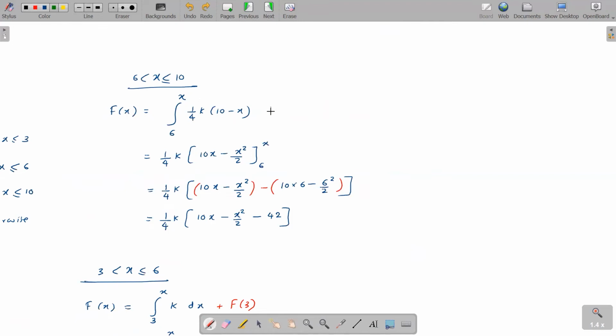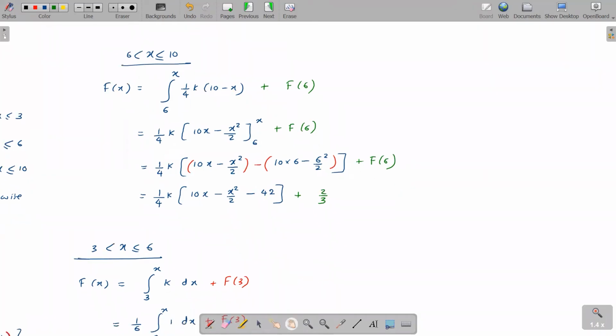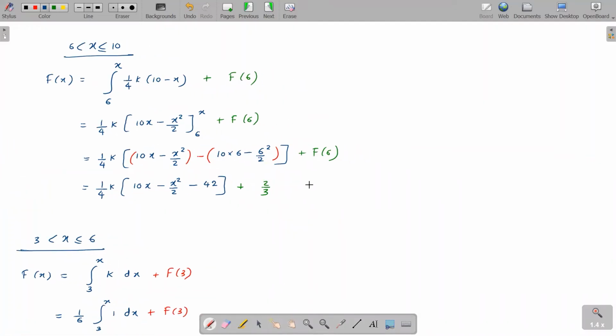So basically, to get the capital Fx correctly, I had to add F6 here. Do you agree? I had to add F6 here, which is how much now? We just found F6 is how much? 2 over 3. Shall we replace the k value also with 1 over 6 and simplify? Okay, I'm not having spaces, so I'll move over here. Capital Fx equals 1 over 4 into k, which is 1 over 6, 10x minus x squared over 2 minus 42. We need to simplify this. So 1 over 48, right?